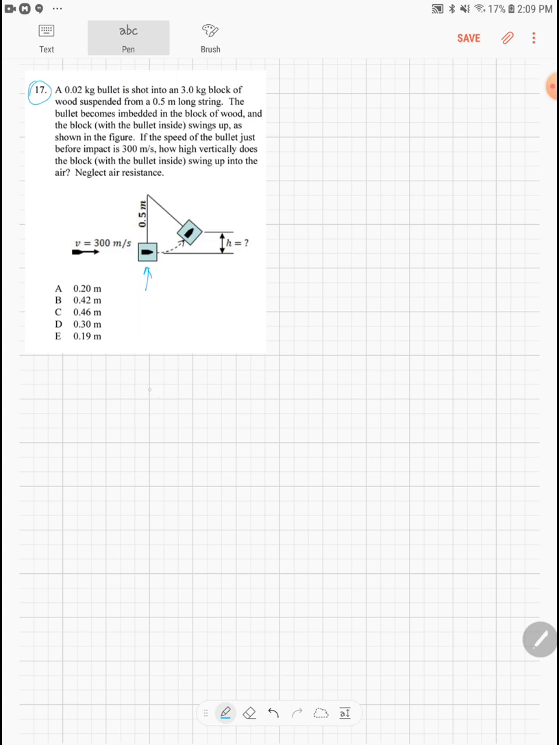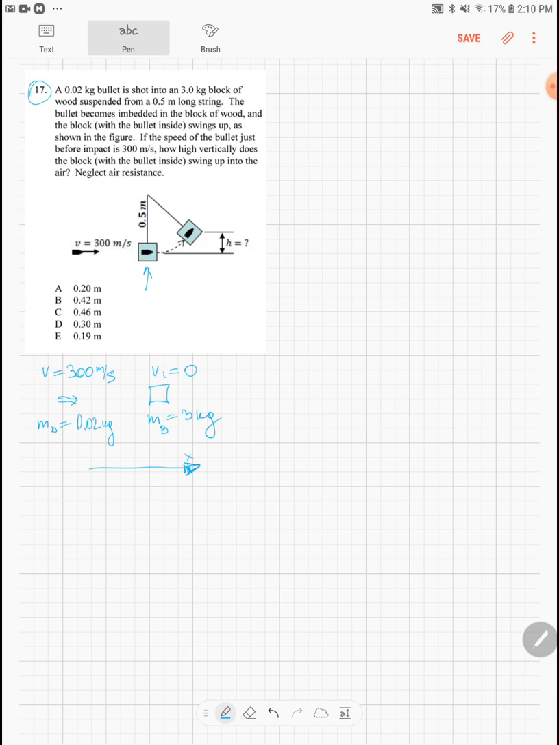Okay, so it is a collision problem. It's an elastic collision. We have an object 1 which is at rest. So the block is at rest. It has the mass of 3 kilograms. Its initial velocity is 0. So we have the bullet with the mass of the bullet, this is the block with a capital B, the bullet will be with a small b here, 0.02 kilograms, and the velocity of the bullet is 300 meters per second.